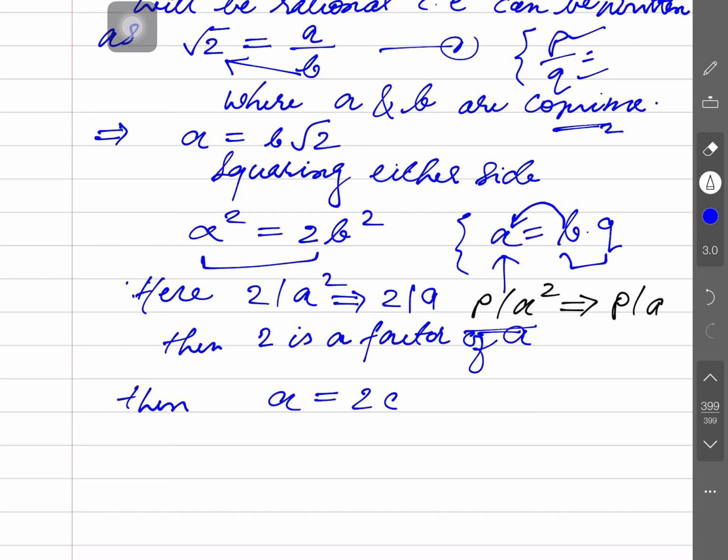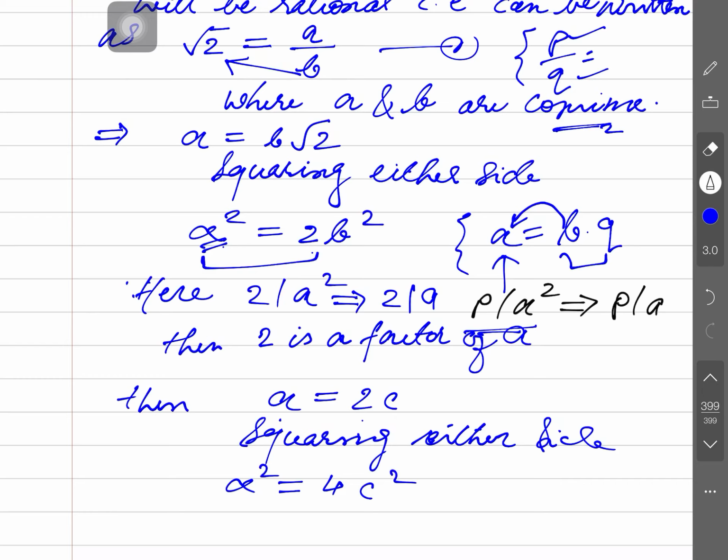A square can be expressed as a product of 2 and b square, but what is a? Obviously if 2 is dividing a, it gives some other number, like that c. Again squaring either side, a square is equal to 4 c square. Understood? And what next could be done?